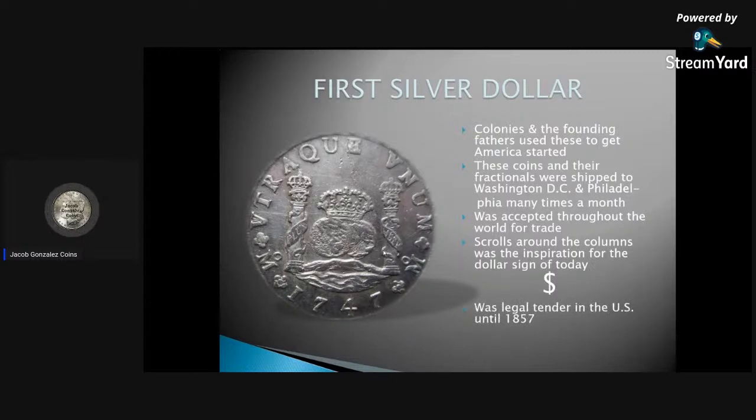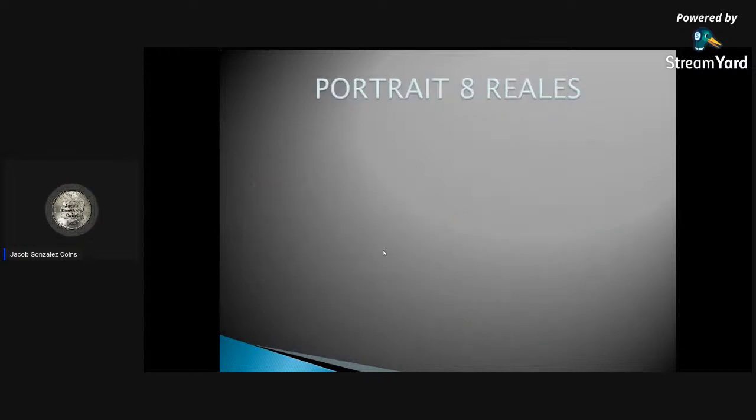And yes, this coin was legal tender in the US until 1857. Isn't that just crazy? They would use these coins all the way up till 1857. Guys, if you don't know that, that's like 81 years after the US was considered a country. That is crazy.